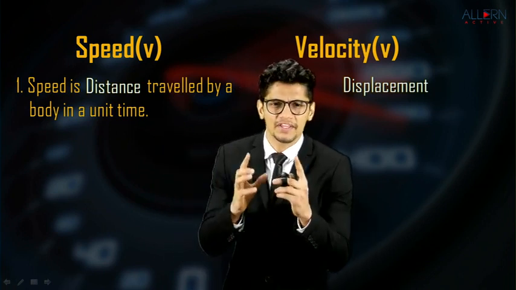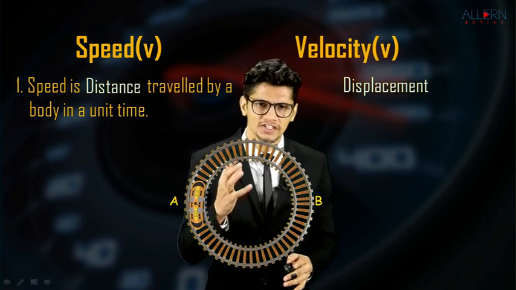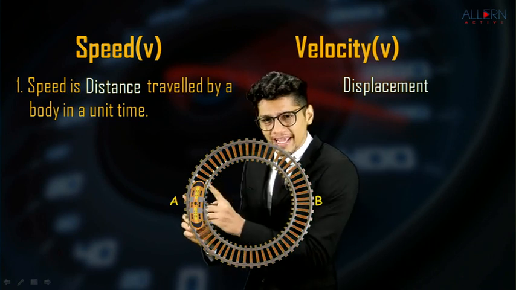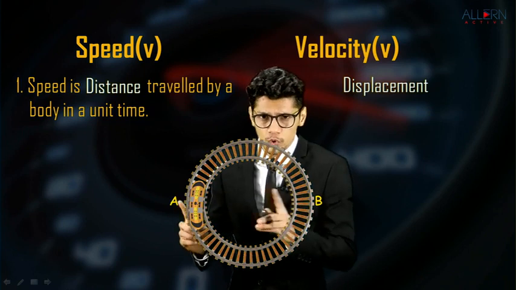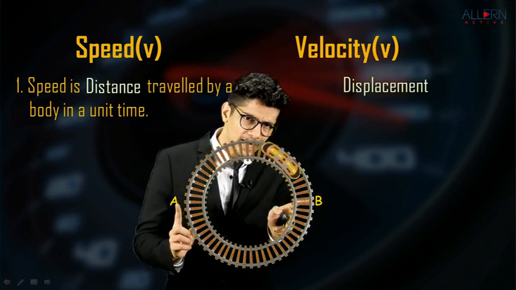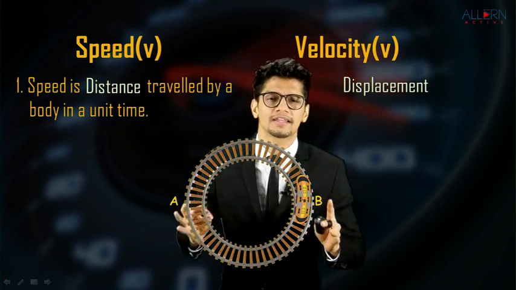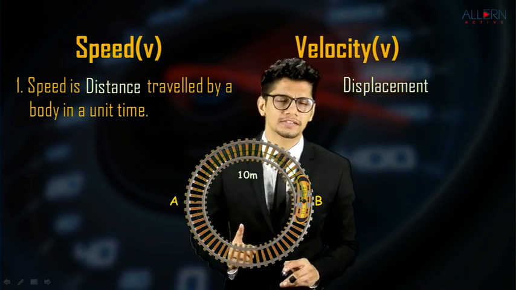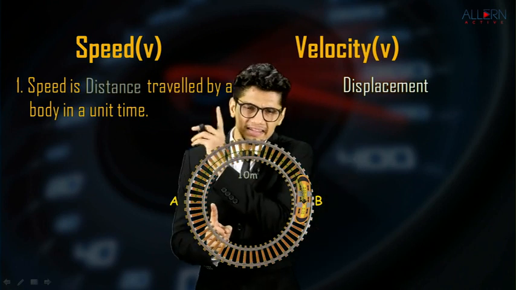Let us understand this with the help of the same example that we considered a little while earlier. Now we know that this train wants to move from point A to point B. To do so, it will take this path. So this is the total distance traveled by the object. Let us say this distance is 10 meters. So this 10 meters is nothing but the distance.